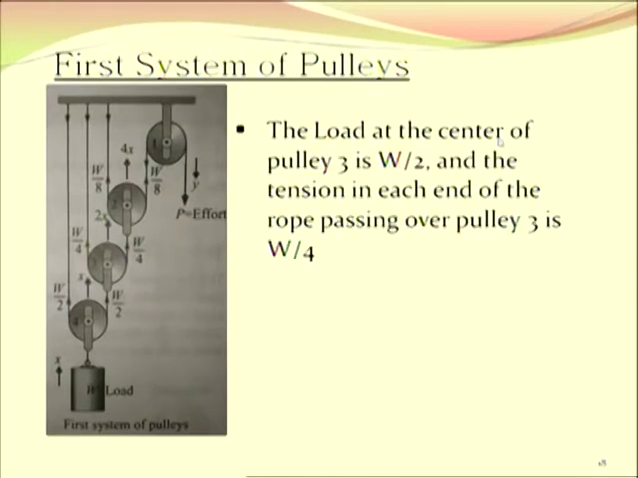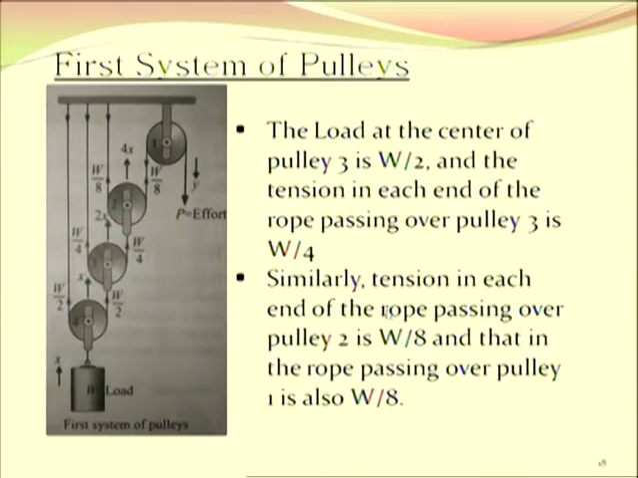The load at the center of pulley 3 is W by 2 and the tension in each end of the rope passing over pulley 3 is W by 4. For the second rope, here the load transferred, that is W by 2, is subdivided into two parts. So it is W by 4 here and W by 4 here, and it is constant in this rope.